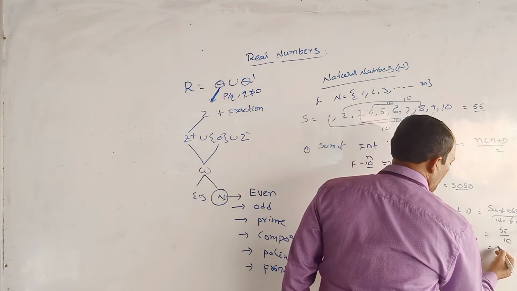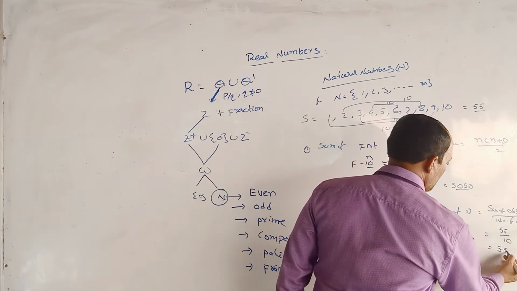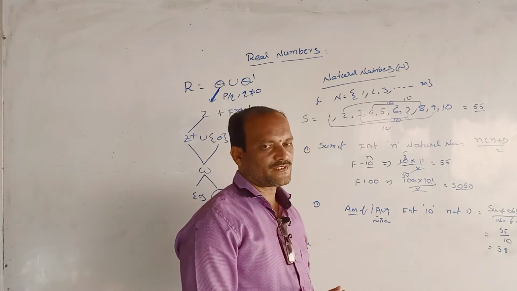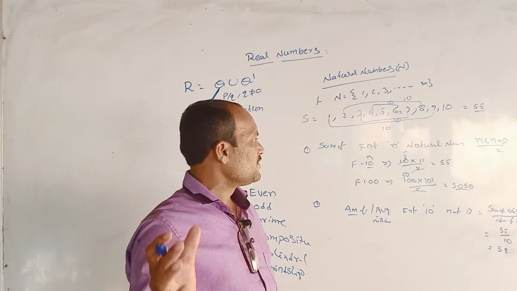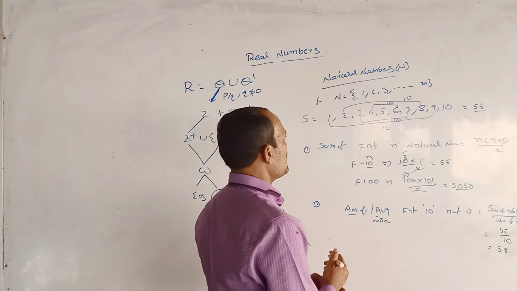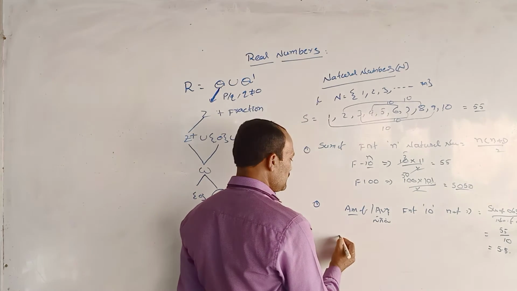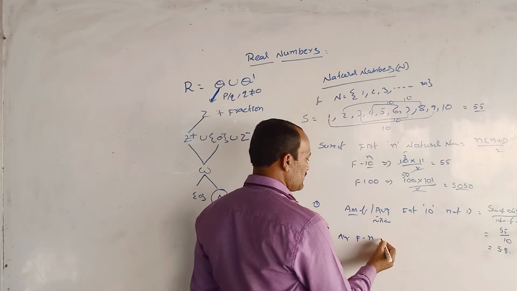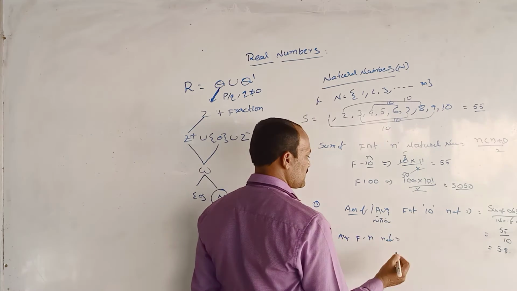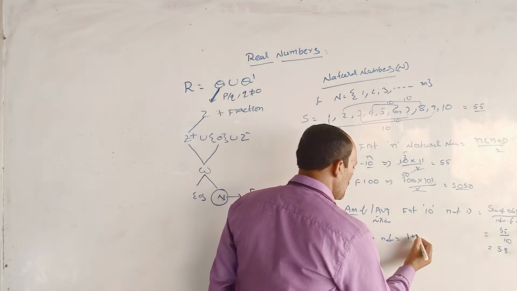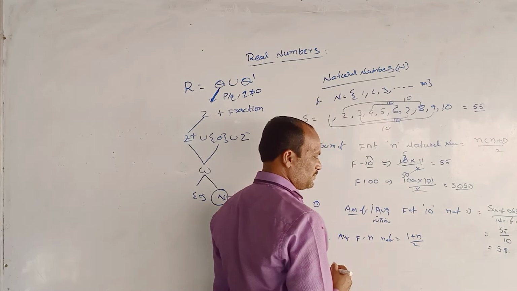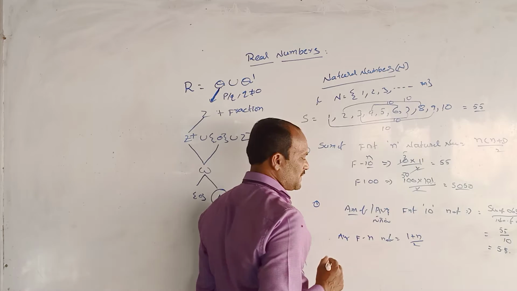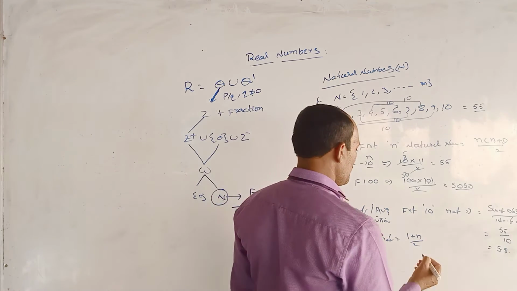That means 5.5. This is also a long process. It has a small formula. The average of the first n natural numbers is equal to (1 plus n) by 2.